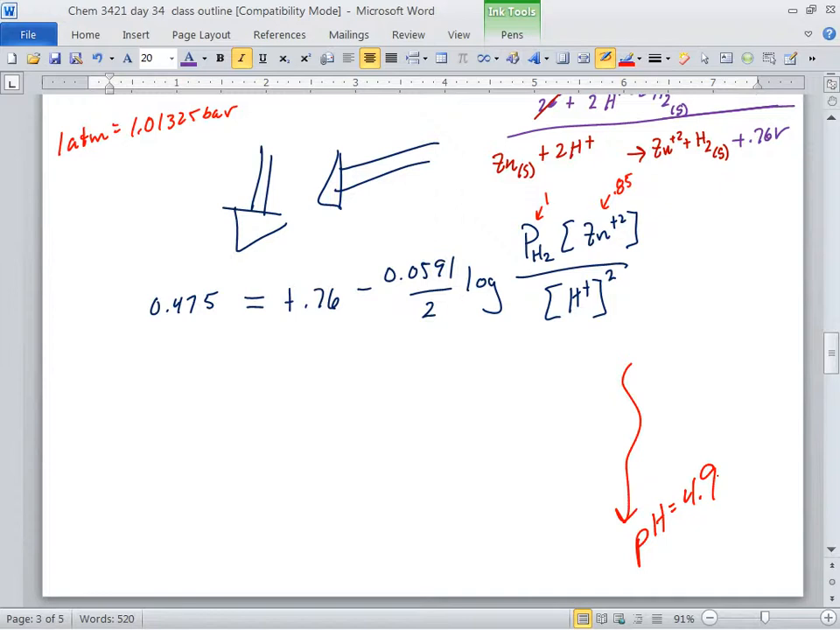Did you get 4.9? Yeah. The P is just going to be 1, because it's 1 bar. And that's in the cell, and the other one's 0.85. The only way you get those numbers is from the cell description. The cell notation tells you those. Andy, is there another homework problem in here you'd like to see?